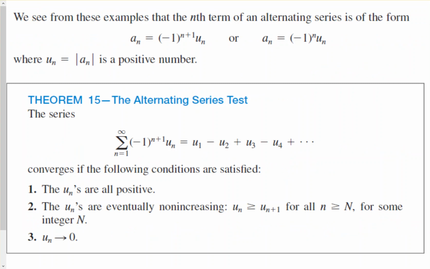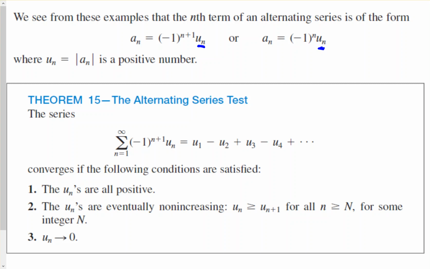So we see from these examples that the nth term of an alternating series is of the form, so these will be the various forms. You could obviously play around with the n's, but this is the form where u sub n is a positive number. So u sub n is always a positive number, and it's affected by this -1 to the n, or -1 to the n plus 1, or -1 to whatever variable plus or minus whatever index you decide to put in there.